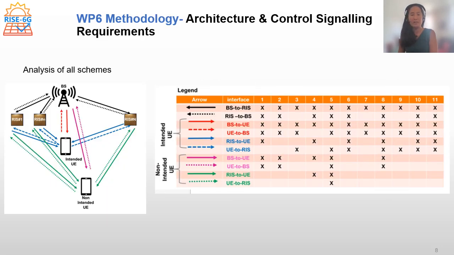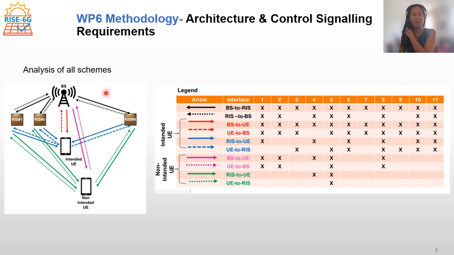Then we try to identify requirements in terms of architecture and control signaling that are linked to the introduction of this new type of device or node, the RIS. So how did we proceed? We analyzed all our PHY-MAC schemes in the project. So here is a non-exhaustive list of them.